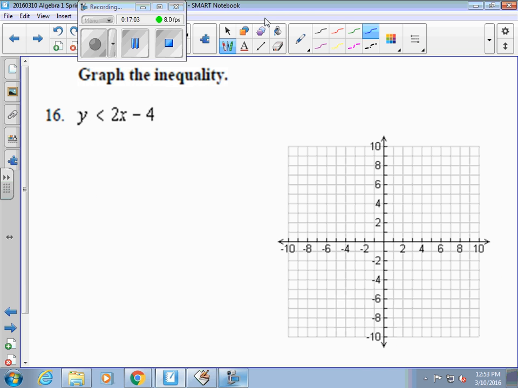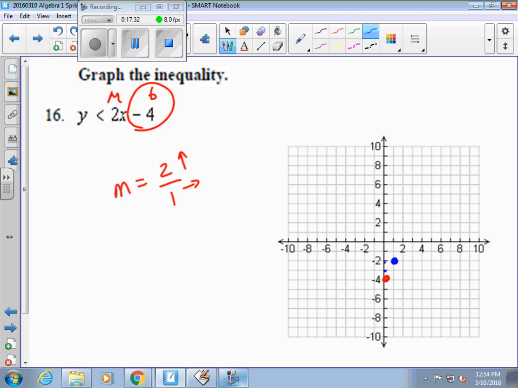Number 16 says y is less than 2x minus 4. Again, it says mx plus b. So b tells you where to begin, at negative 4. So at negative 4 right there. m is 2. Remember, m tells you where to move. It's got to be a fraction, so if it's not 1, make it 1. 2 over 1. Positive 2 tells you to go up 2. Positive 1 tells you to go to the right 1. So up 1, 2, and to the right 1. There is your second point.